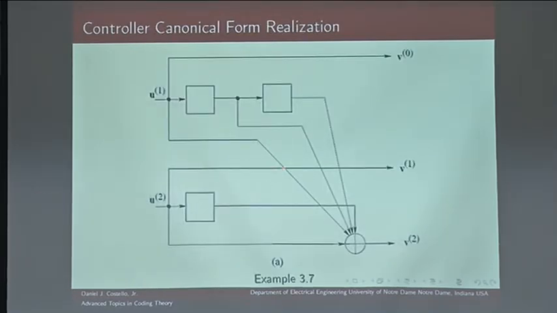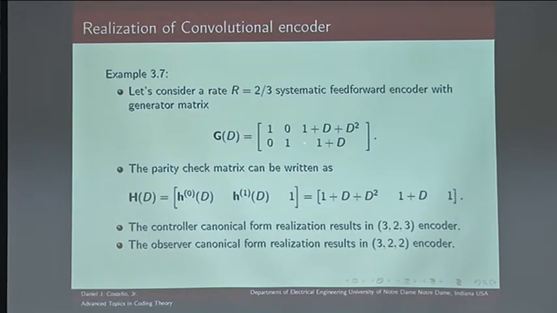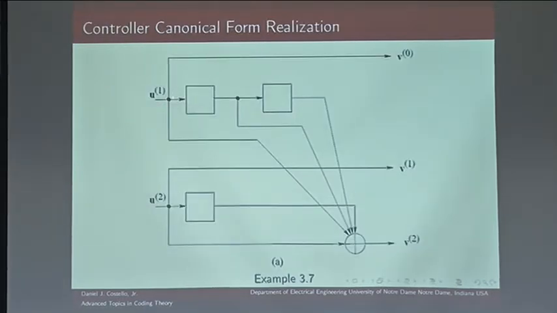So here's the controller canonical form. You can see it. You need the parity sequence. You need 1 plus d squared off of the first shift register and 1 plus d off the second one. So here's the first shift register, 1 plus d squared. Here's the second shift register, 1 plus d, and you need all those inputs here to give you the parity sequence. The other 2 outputs are the systematic outputs. But you need 3 register stages if you want to use controller canonical form, 8 states.